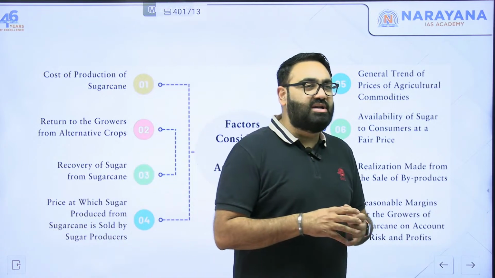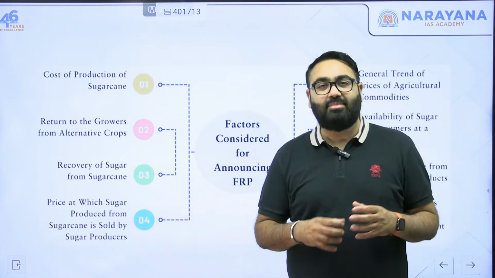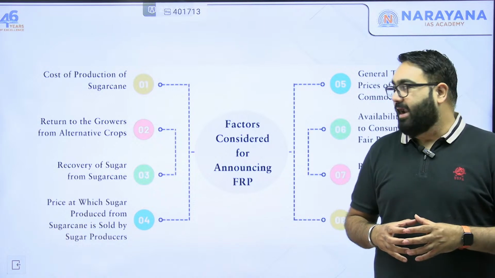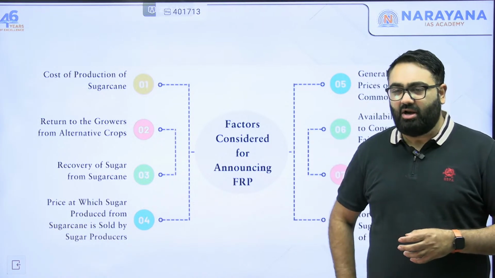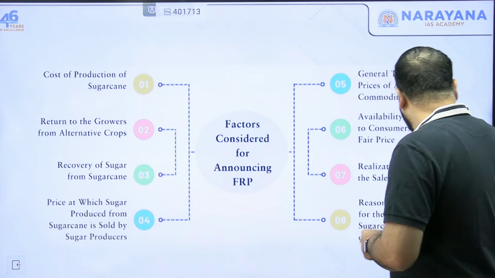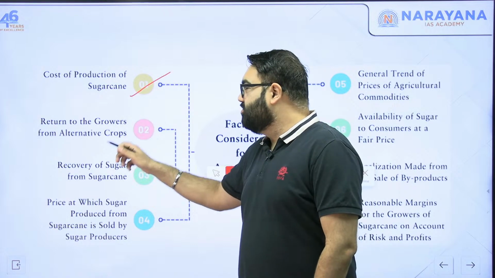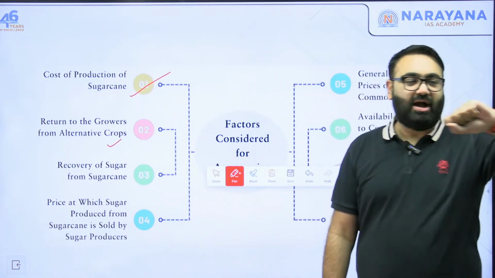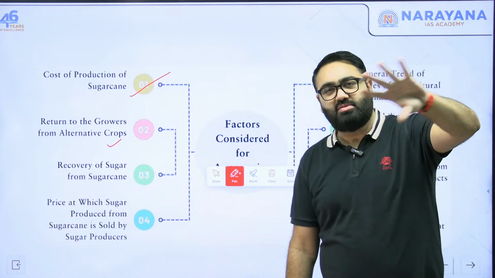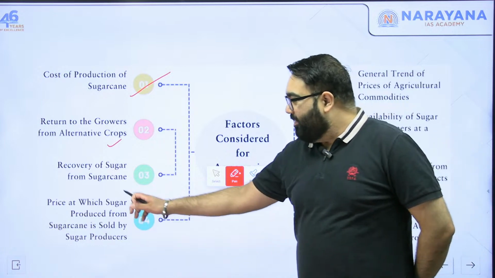However, when it comes to deciding the FRP, fair and remunerative price for the sugarcane, it's a slightly more complicated process. That is, for sugarcane, for example, they have to take into consideration a lot of factors, including the cost of production, how much is the farmer spending, return to the growers from alternative crops, means people who are actually coming in, ditching other crops and going into the sugarcane industry, are you compensating them? How much sugar is being recovered?